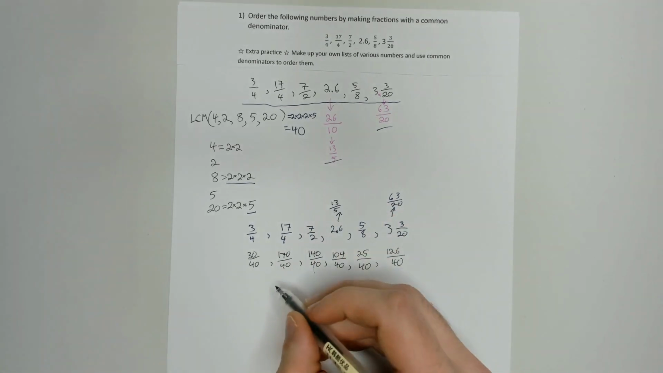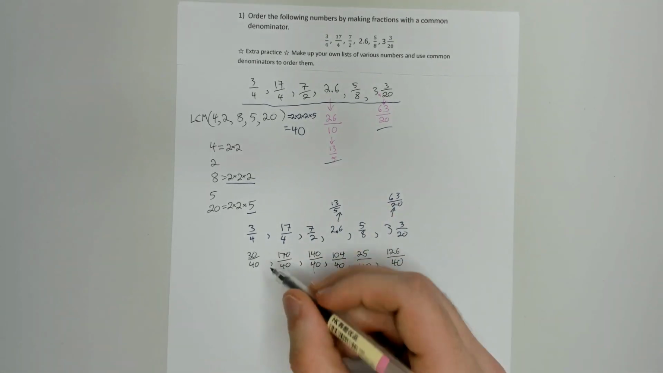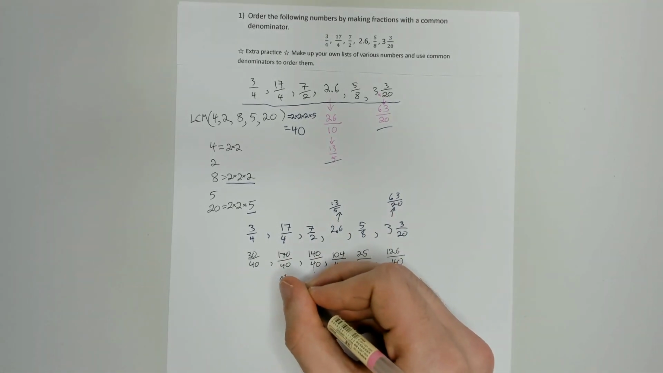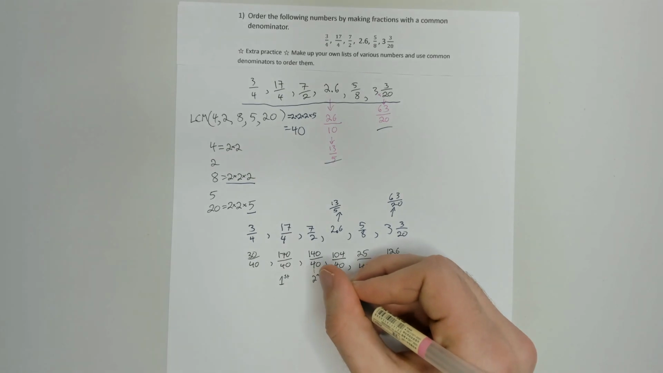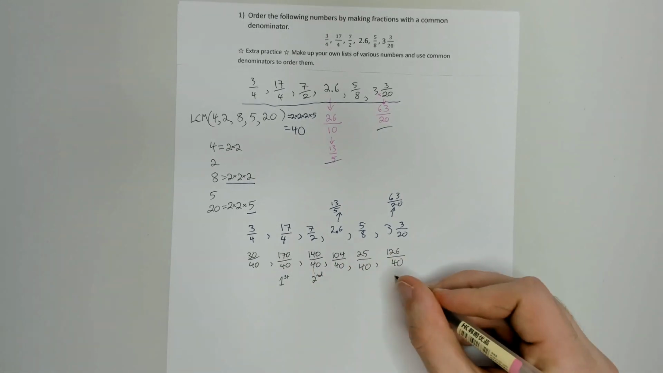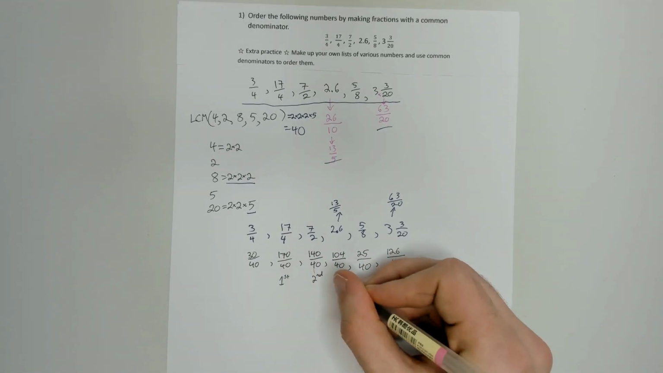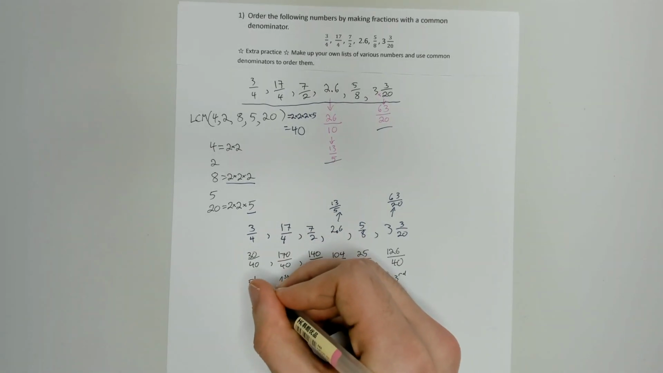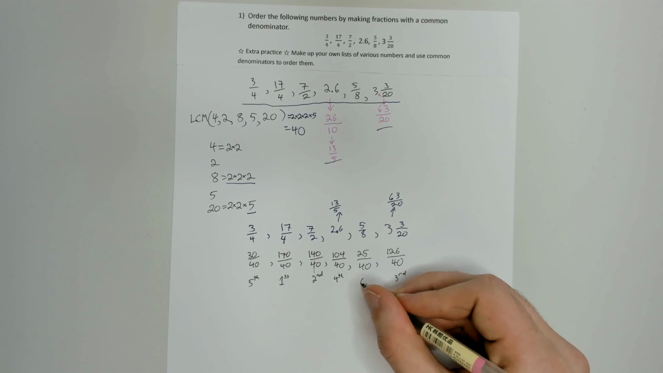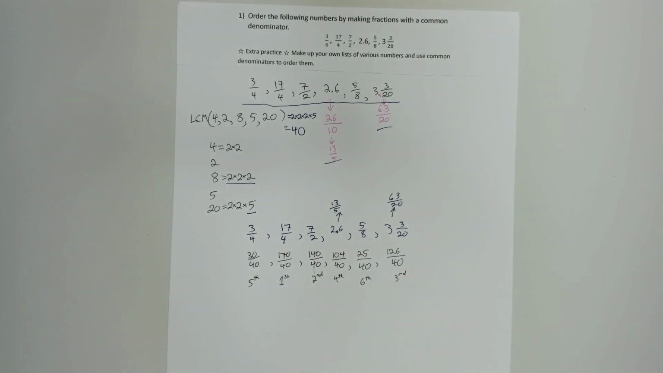So we see here that 170 looks like our biggest numerator, so that's first place. After 170, it's looking like 140, so this will be second. Then 126, third. 104, fourth. 30 is actually next, that's fifth. And 25 over 40 will be last place because that has the smallest numerator over the same denominator.